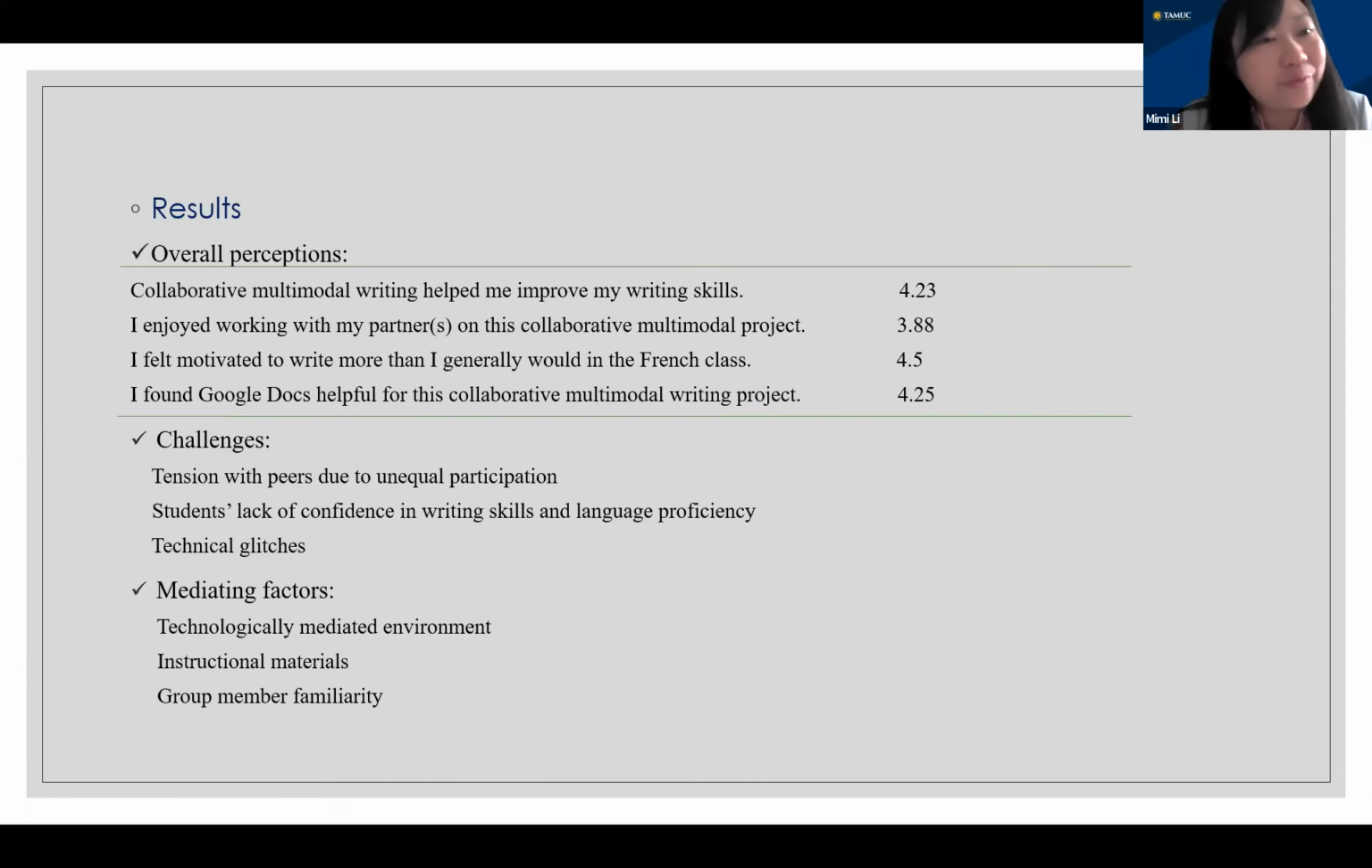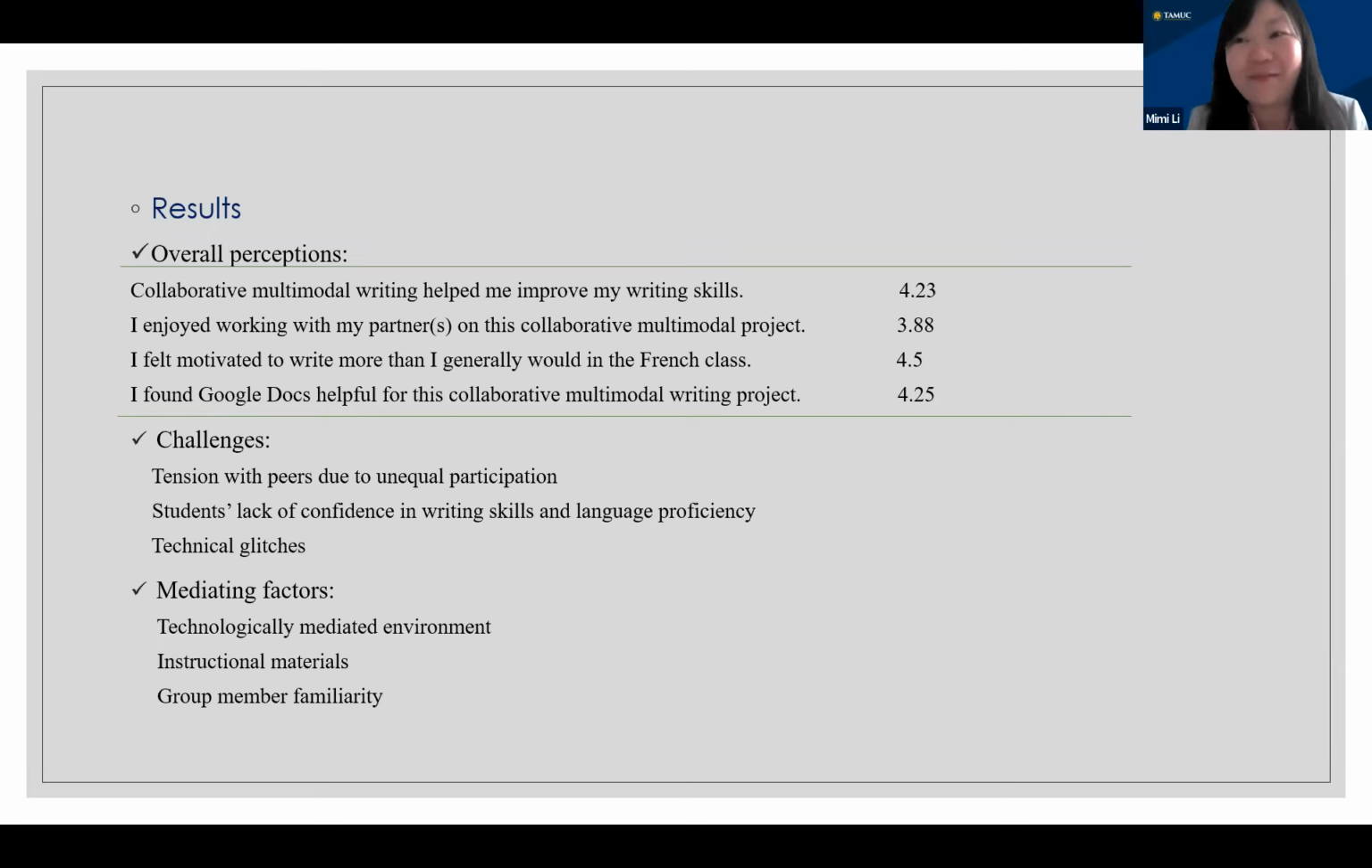Okay, so here are the results. Overall, the students gave very positive feedback on computer-mediated collaborative writing. They enjoyed working with partners on this collaborative project. They felt motivated to write more than they originally would in a French class. And also, they found Google Docs very helpful for this collaborative multimodal writing project.